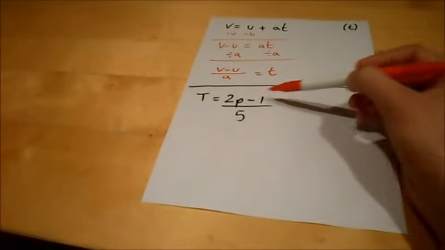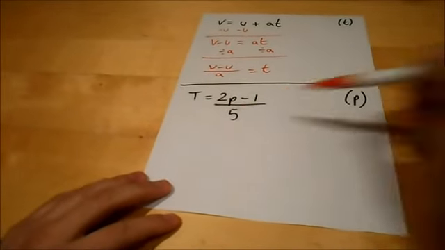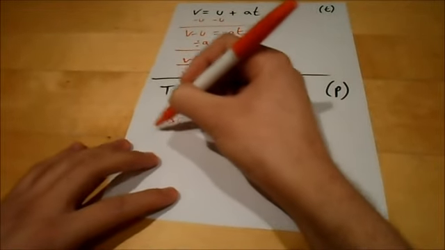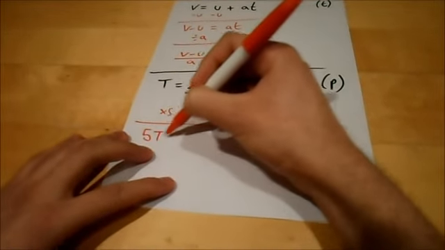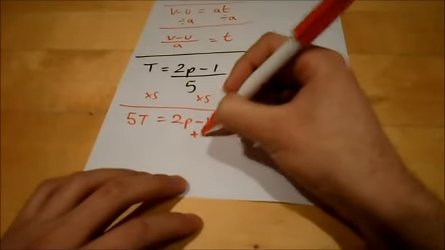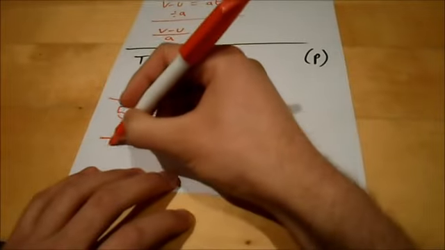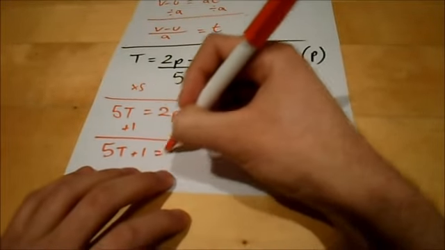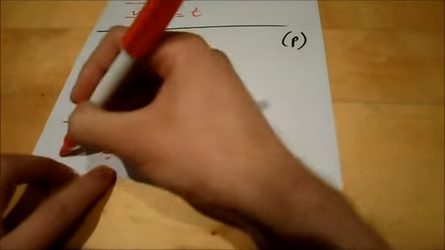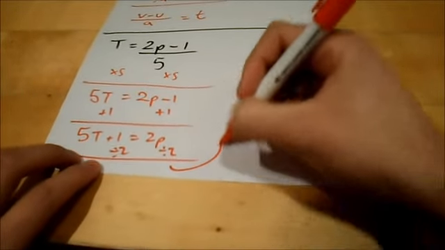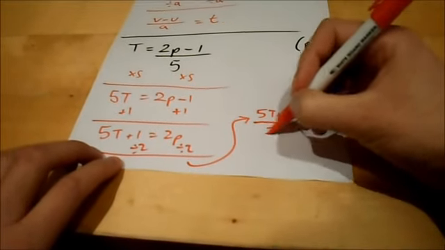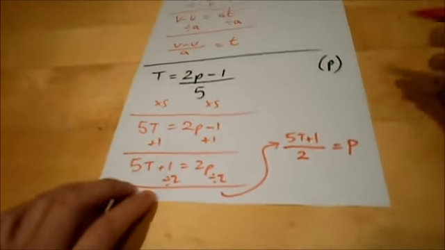Now here 2p minus 1, that's all being divided by 5. So to undo that, I have to times by 5. So 5t equals 2p minus 1. And from here, you should know now, just have to add the 1. So 5t plus 1 equals 2p. Then divide by the 2. So that would be 5t plus 1, all divided by 2, equals p.